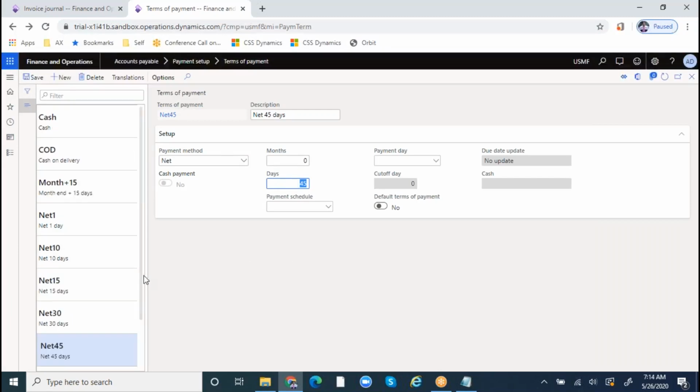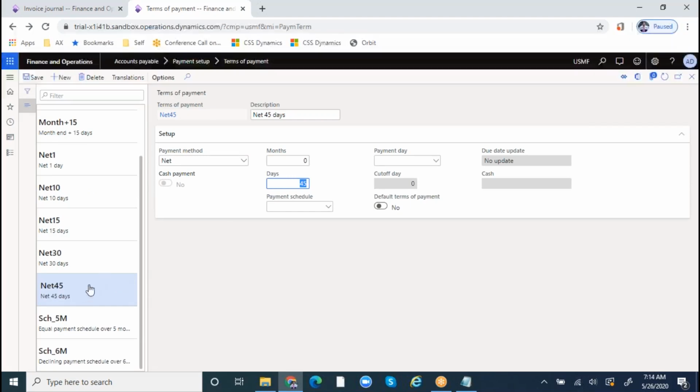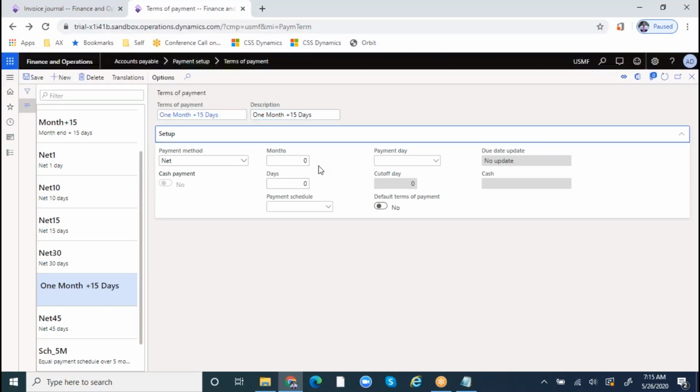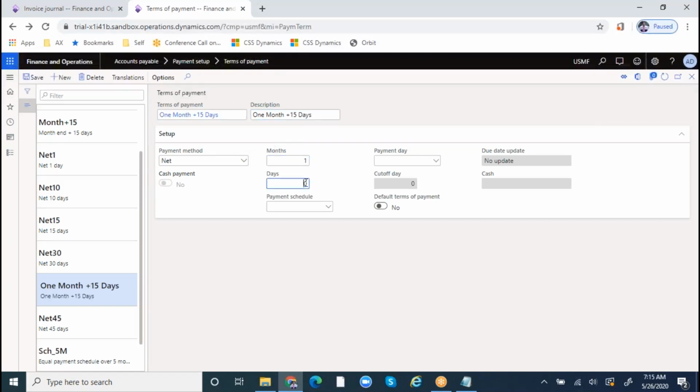If you want 1 month 15 days, then I can create it. 15 is already there, that is month plus 15, which is different. Here I'm making 1 month plus 15 days. Month end plus 15 days is a different scenario. Payment day I need to explain to you.